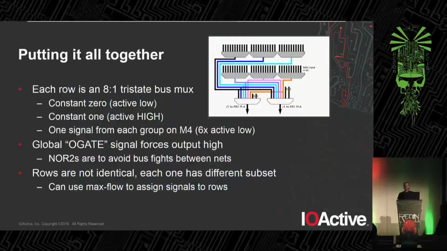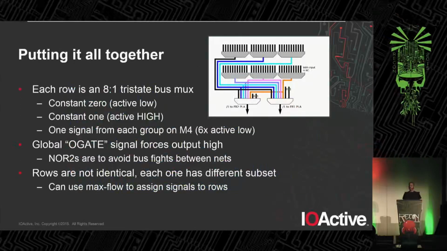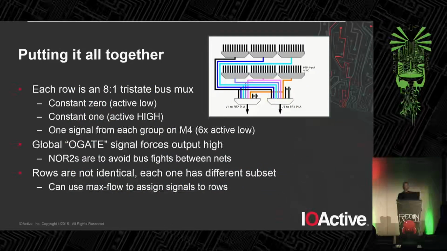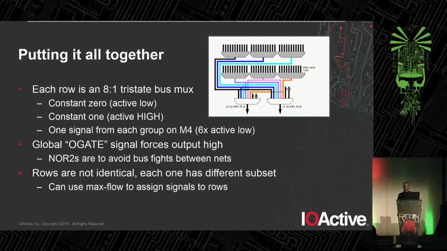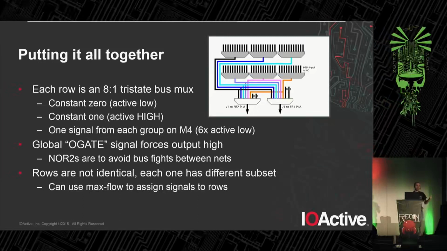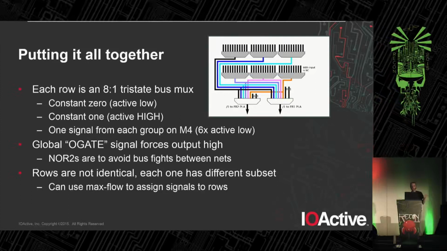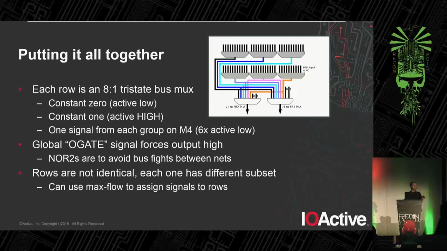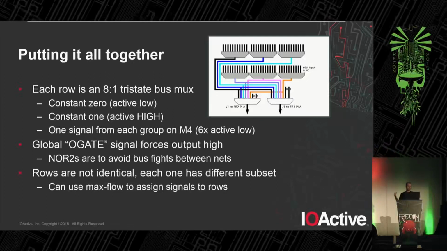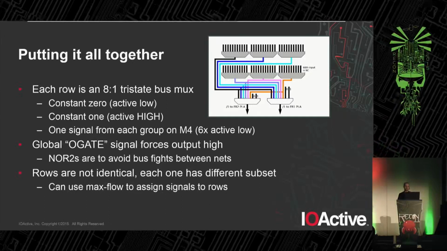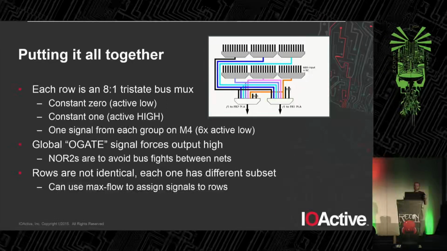So if we put this all together, what we see is that each row is indeed an 8-to-1 tri-state mux. There's 1 pass transistor that selects each of the 6 possible outputs for a row. Then there's a single discrete NMOS and a single discrete PMOS that lets me drive constant 1 or constant 0 as well. It turns out that the driver for constant 1 is active high, all the rest are active low. So this means that a blank bit stream of FF won't cause bus fights. It'll put all the outputs in a well-defined state. So this makes sense. And all of the other signals are active low.